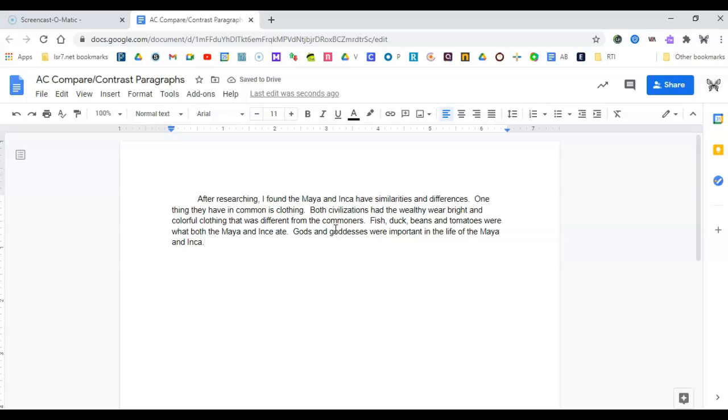Okay, so that's the information I have about how they're alike. So now looking at my graphic organizer, I'm going to move to differences. I'm going to start a new paragraph for differences. And to do that, I'm going to click enter, and then I want to indent, so I'm going to do tab. And Maya and Inca are different in many ways. So that's my introduction. That's telling my reader that I'm no longer discussing similarities and I'm moving to differences.